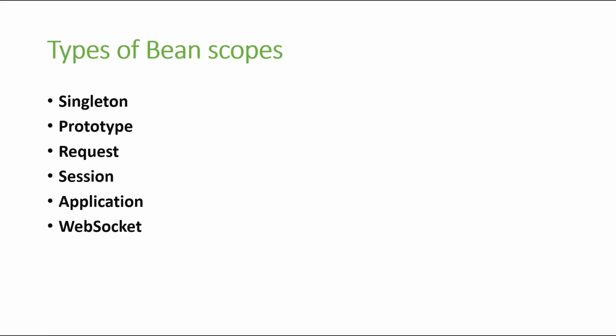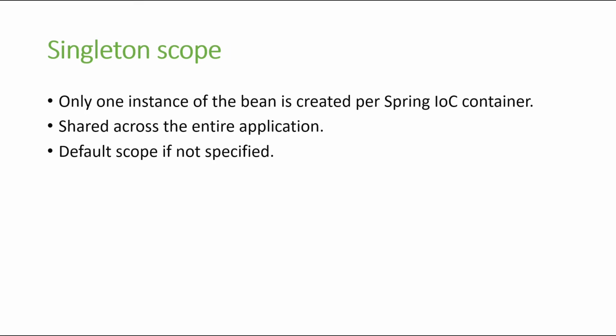So what are the different types of bean scopes we have in Spring? So far we have 6 bean scopes, 6 types: singleton, prototype, request, session, application, WebSocket. One by one we will discuss in detail practically. So let's start with singleton scope.